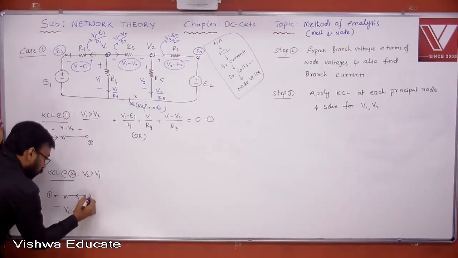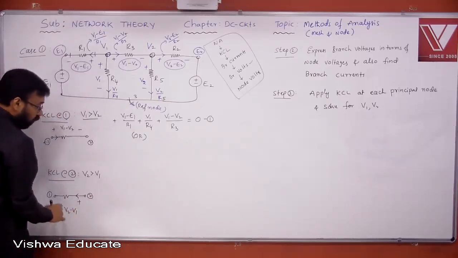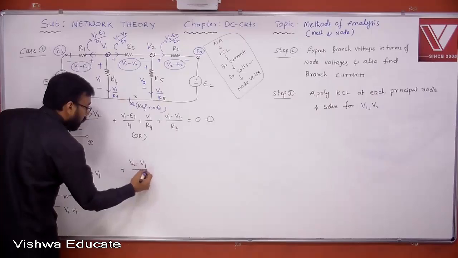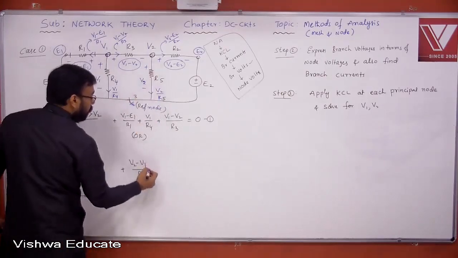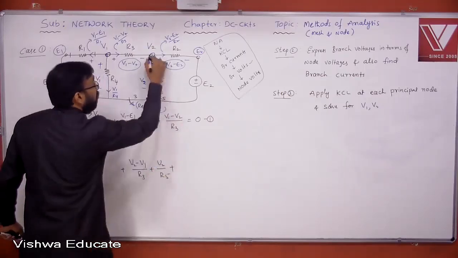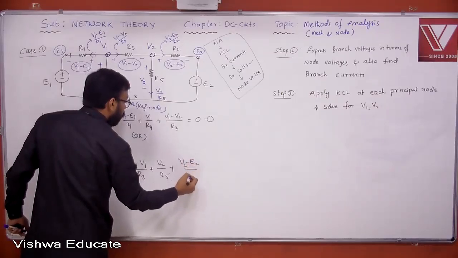This is node 1, this is node 2. So as far as node 2 is concerned, current is leaving. But you must take V2 minus V1. Therefore, plus V2 minus V1 by R3, then V2 by R5, plus V2 minus E2 by R2.